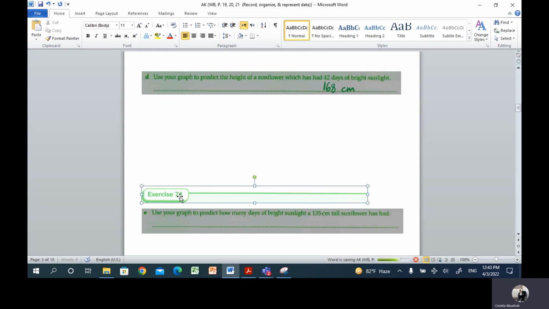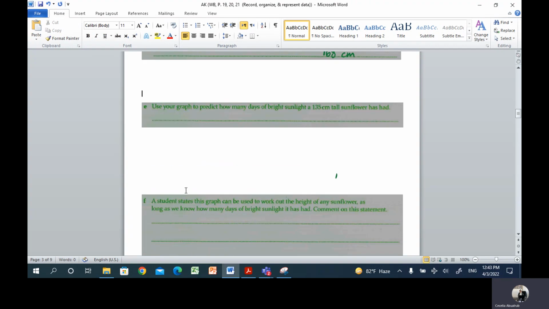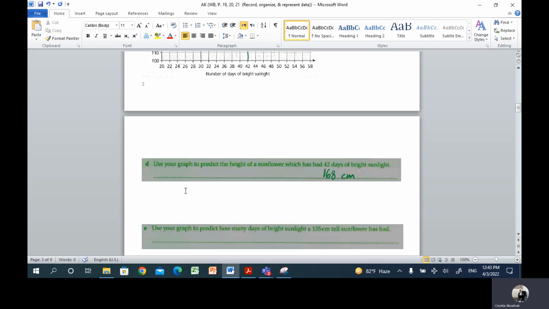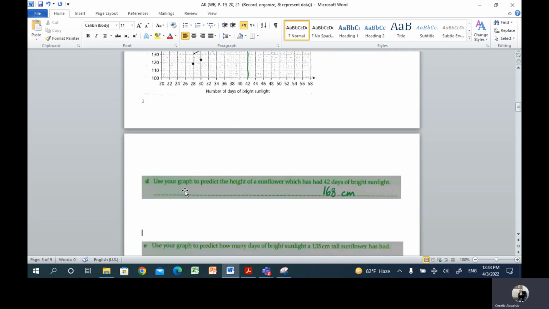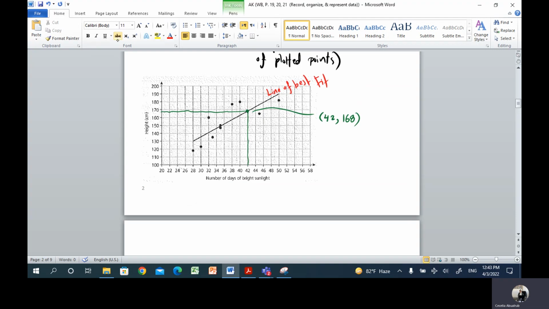This belongs to the first question. Here they're asking, use the scatter graph that you plotted and where you drew the line of best fit. Use this graph to predict how many days of bright sunlight a 135 centimeter tall sunflower has had. So we will go to 135 on the height, which is on the y-axis. So we go here.